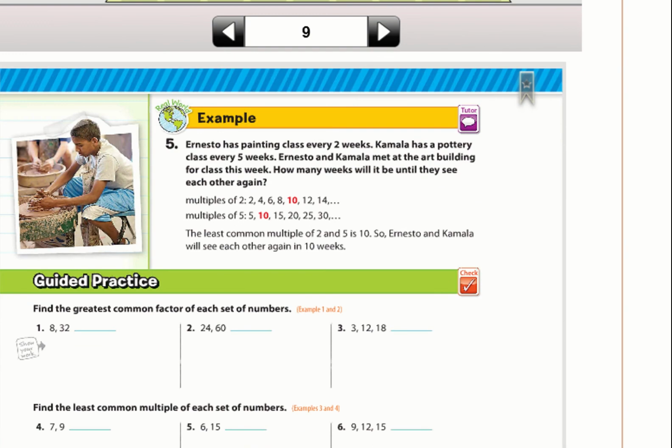So the last thing is example 5. Ernesto is painting every 2 weeks. Kamala has party class every 5 weeks. Ernesto and Kamala met the same art building for class this week. How many weeks until they see each other again?